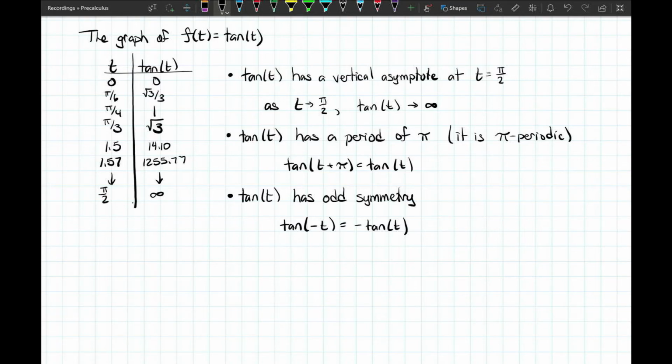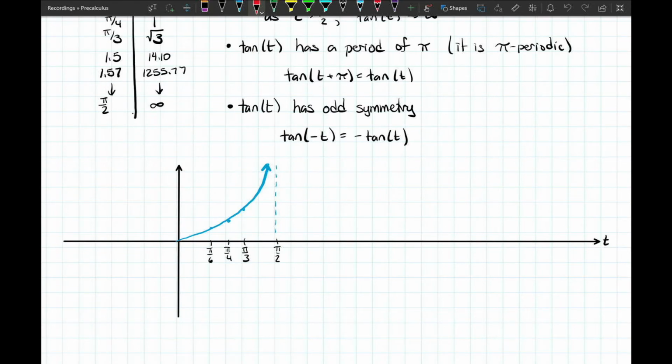All right, with all of this in mind, we could just plot a very small portion of the graph of tangent t, just for the values of t in quadrant 1, and then use symmetry and repetition to get the rest of the graph. Plotting the values in quadrant 1 here, we see tangent of 0 is 0, tangent of pi over 6 is root 3 over 3, tangent of pi over 4 is 1, tangent of pi over 3 is root 3, and tangent of pi over 2 is undefined, but we do know it's got a vertical asymptote, and tangent of t approaches infinity as t gets closer to pi over 2 from the left-hand side.